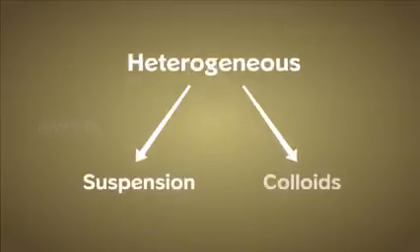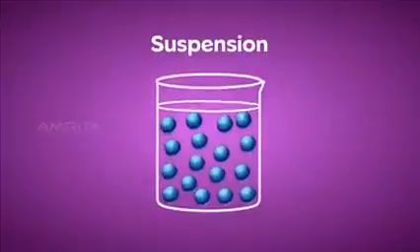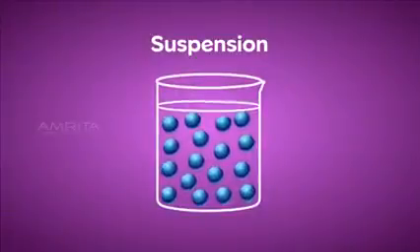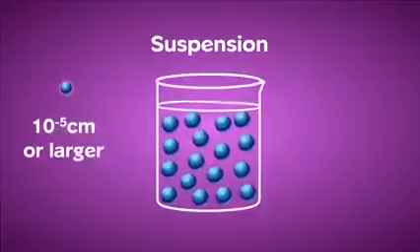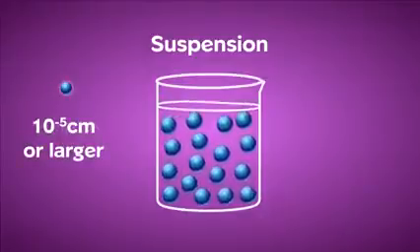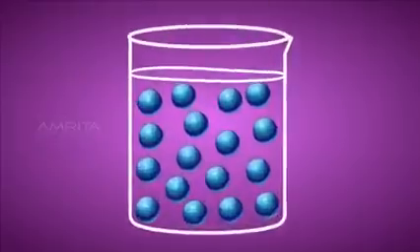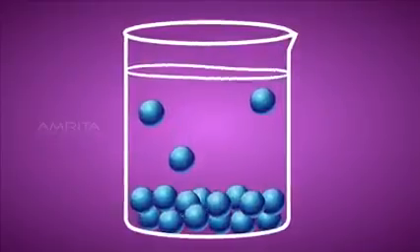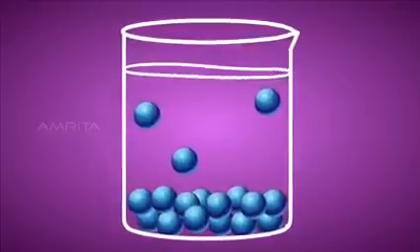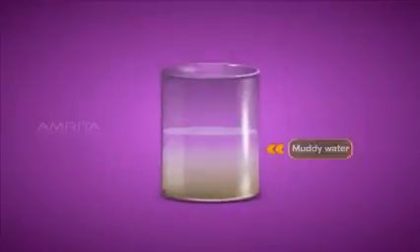Let's understand heterogeneous solutions. Suspensions and colloids are heterogeneous mixtures. A suspension is a mixture of large particles. The size of the particles in a suspension is of the order of 10 to the power of -5 centimeters or larger. In a suspension, the solute particles do not dissolve, but they are suspended throughout the solvent. The muddy water which we prepared is a suspension.